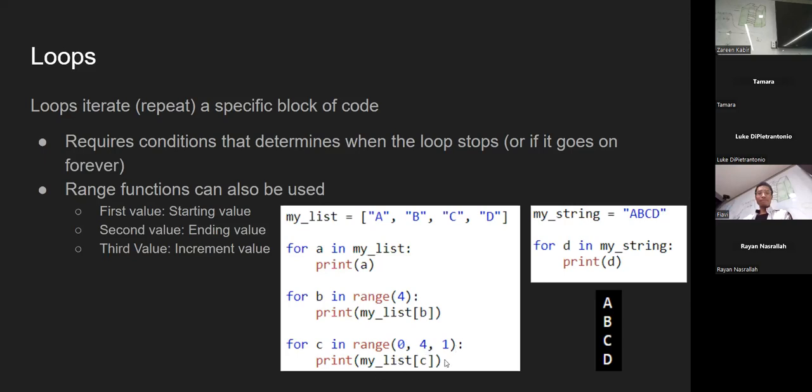And then you can also iterate through strings, as you can see here. It's basically the same as this one here. It's just through a string. And all of these examples should give you the same output, A, B, C, D.